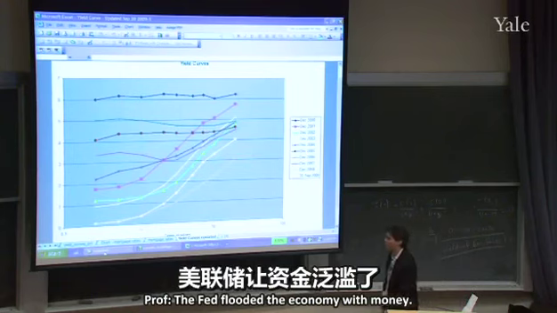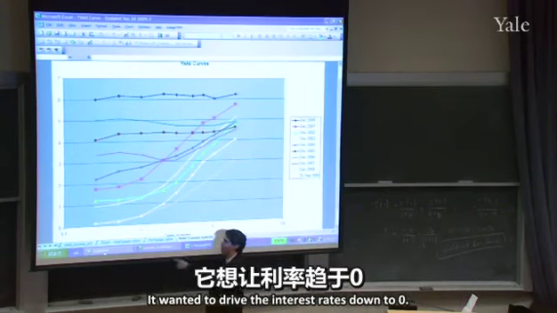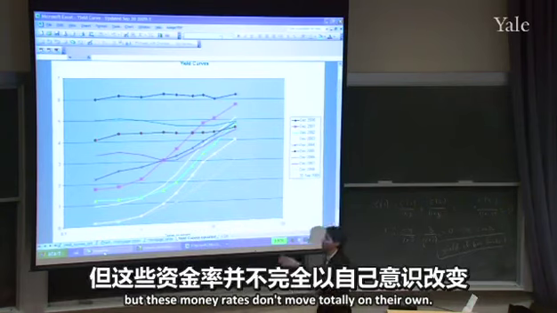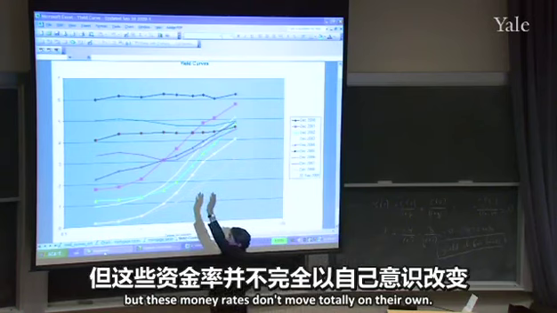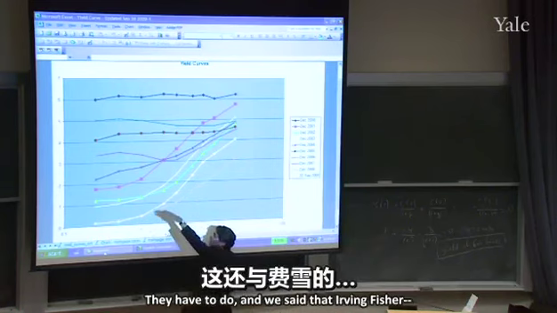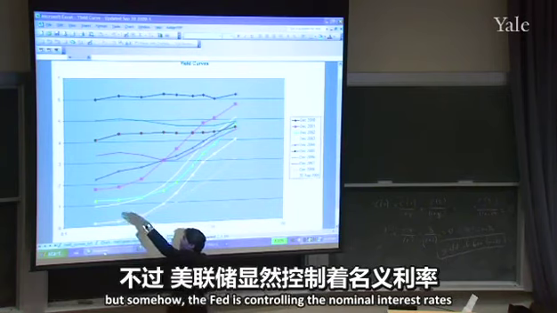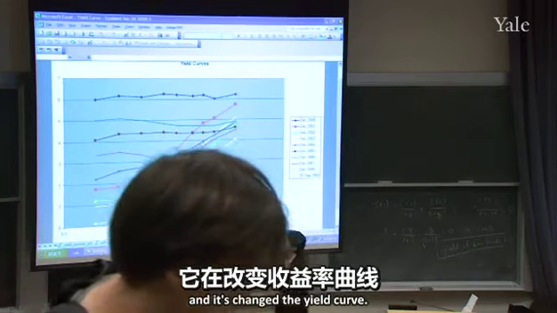The Fed flooded the economy with money. It wanted to drive the interest rates down to 0. So we're going to see very soon why the Fed might have wanted to do that. But these money rates don't move totally on their own. We said that Irving Fisher has a theory of money and nominal interest rates, but somehow the Fed is controlling the nominal interest rates, and it's changed the yield curve.